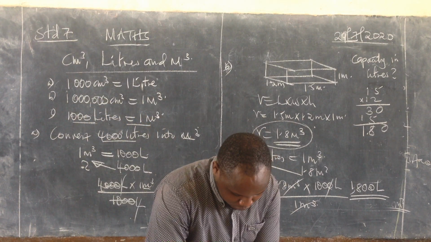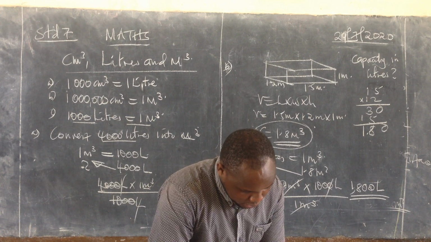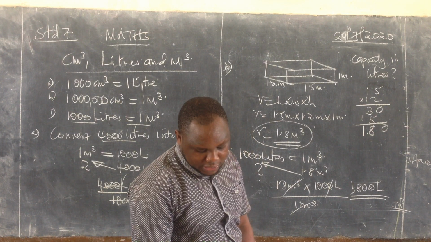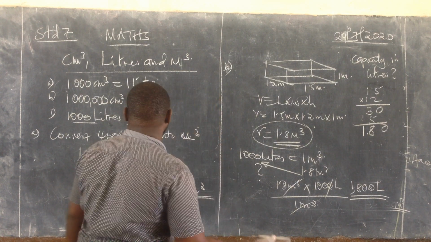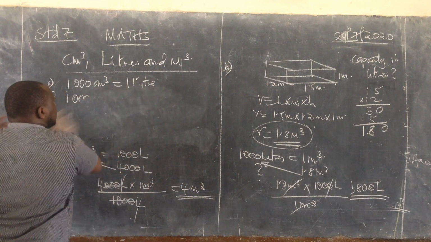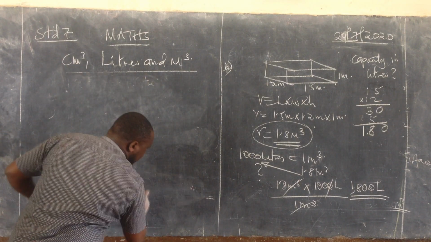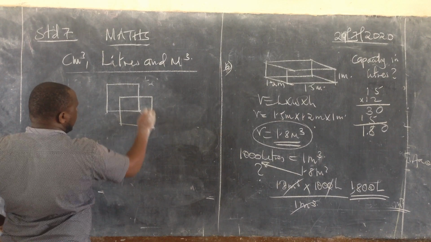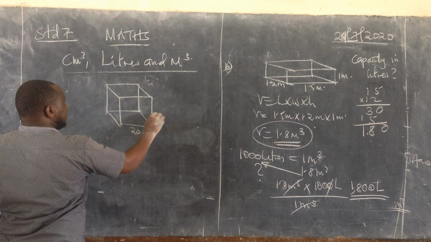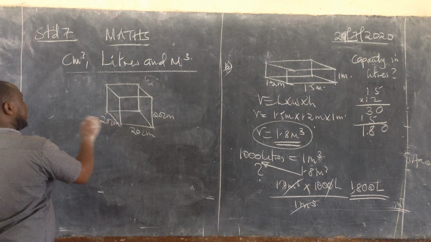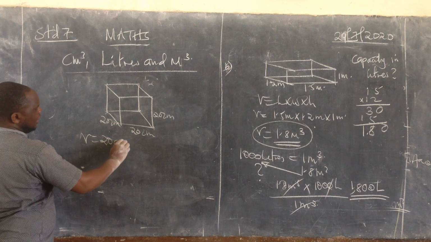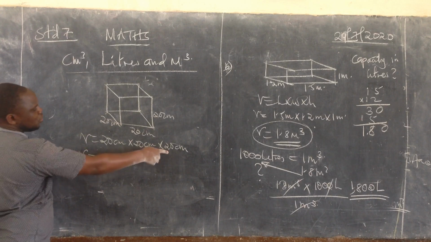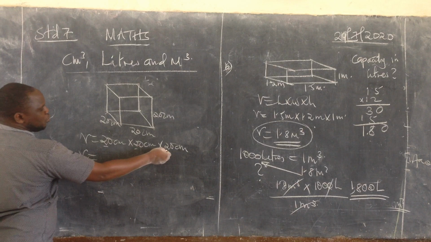Let me give you another one, Lana. What is the capacity in liters of a container whose shape is a cube of side 20? So we are told that we get the capacity of a cube whose side is 20. Meaning that if it is a cube, then all the sides are equal. And if the sides are equal, if one measures 20 centimeters, then the rest also measure 20 centimeters. So how do we get the volume first? 20 centimeters by 20 centimeters by 20 centimeters. In this case, you get 20 times 20 times 20: 2 times 2 you get 4, 4 times 2, you get 8.